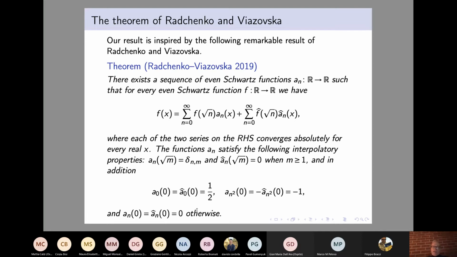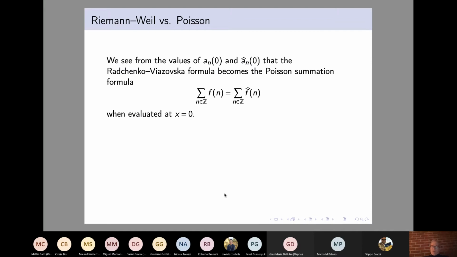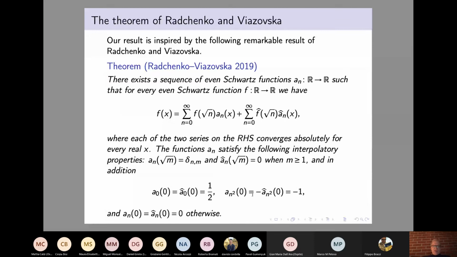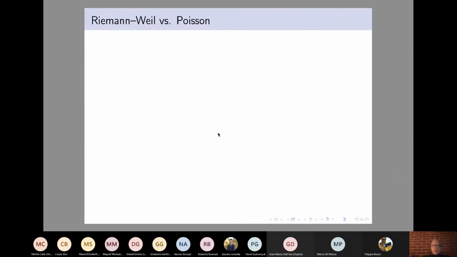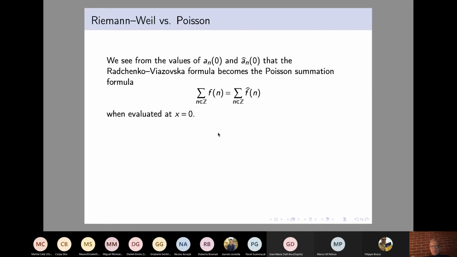And the thing that I just said has a very beautiful interpretation, because if you now plug in x equals 0 in this formula, you see from what I wrote here that only squares survive, and then the square root of n becomes n, and what comes out is in fact the Poisson summation formula. So the Poisson summation formula sits inside of this formula of Radchenko and Viazovska.